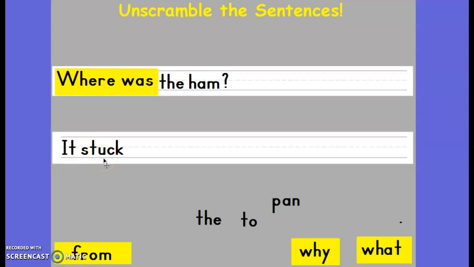I bet you can finish this sentence. And here's a clue, boys and girls, that I will give you. We are not using all these words. I guess I should have told you that from the beginning. We're not using all these words. So what do you think makes sense to finish this sentence? It's stuck.